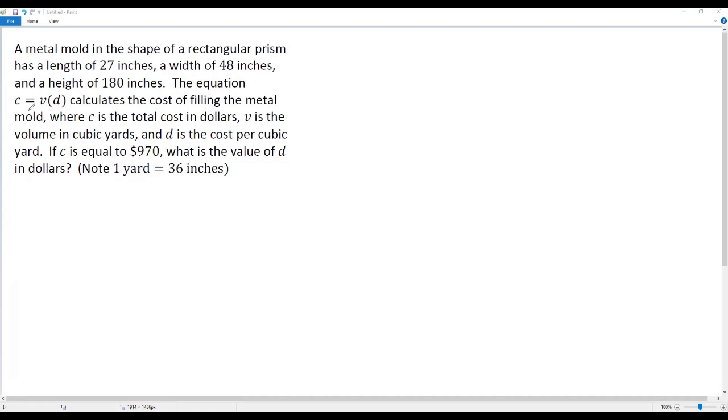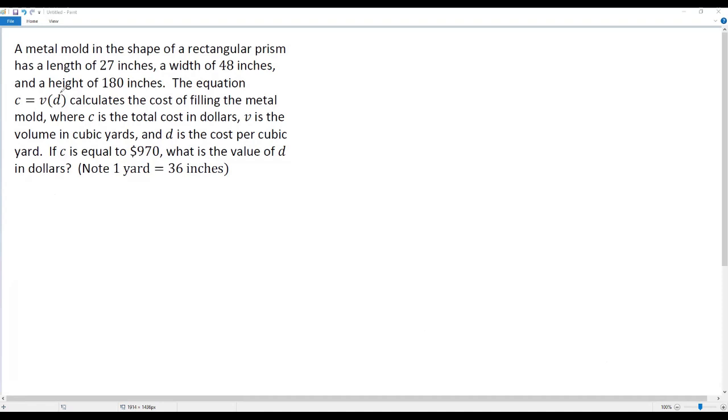The equation C equals V times D calculates the cost of filling the metal mold, where C is the total cost in dollars, V is the volume in cubic yards, and D is the cost per cubic yard. If C is equal to $970, what is the value of D in dollars? Note: 1 yard equals 36 inches.